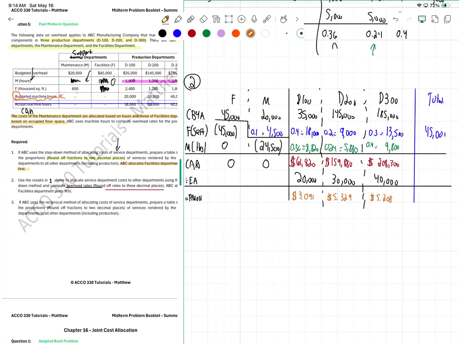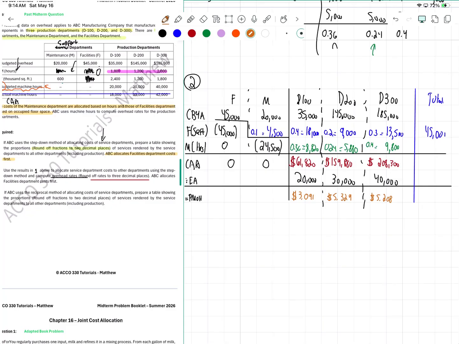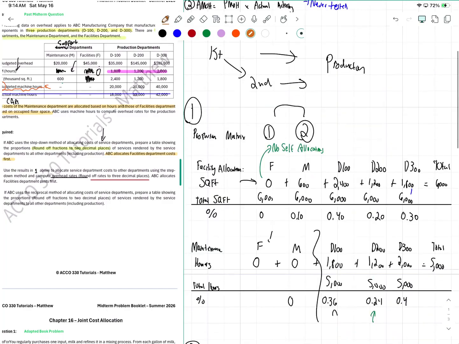Now, last but not least, if ABC uses the reciprocal method for allocating cost of service departments, prepare a table of proportions, rounded to 2 decimal places, of service rendered by service departments to all other departments, including production. For this last question, they literally just want the proportion matrix for reciprocal. That's all. In the step down, we cared about the ranking, but in reciprocal, you do not care about rankings at all.